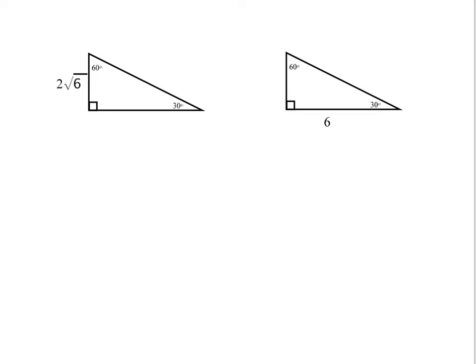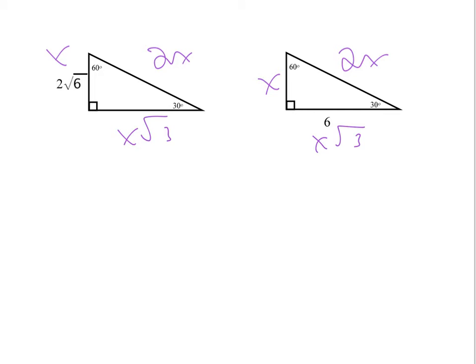Okay, these are some 30-60-90 right triangles. So in this case, I have a side of x, x root 3, and 2x. Same thing here, I have x, x root 3, and 2x. Notice that my x side is opposite the 30, my x root 3 side is opposite the 60, and my 2x side is opposite the right angle, in both of these triangles.